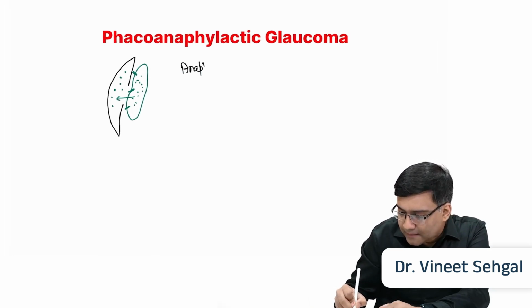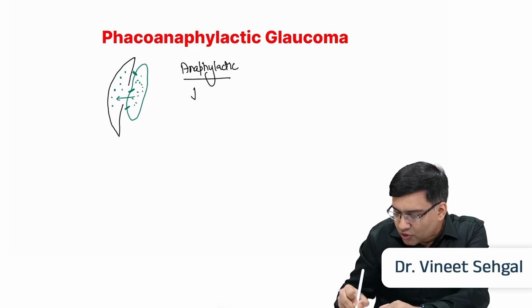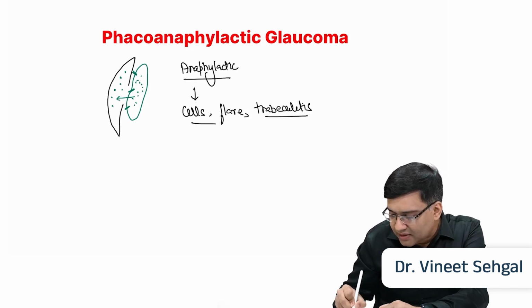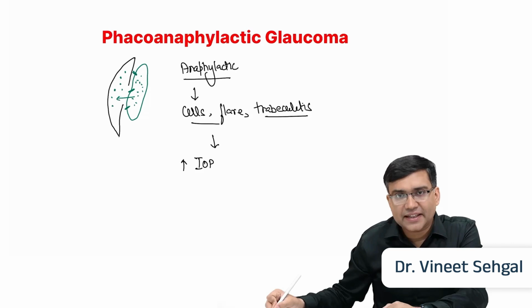Now these sequestered antigens are there in the anterior chamber and they basically cause an anaphylactic reaction which causes cells, flare as well as trabeculitis, which causes increased intraocular pressure. This is called phacoanaphylactic glaucoma.